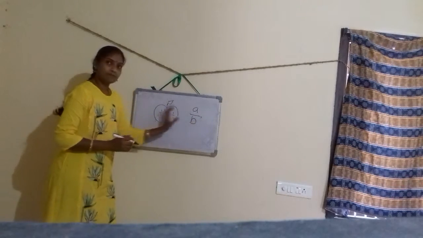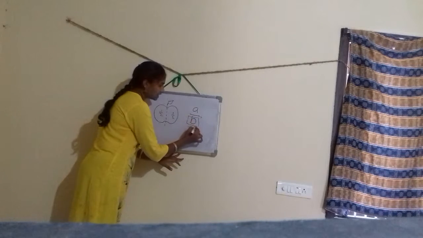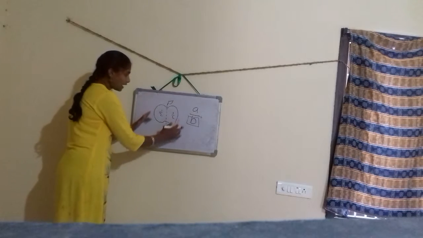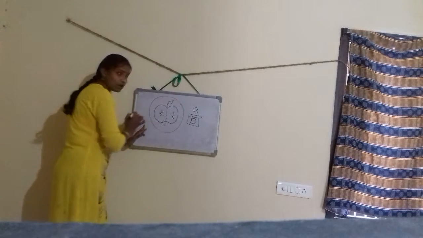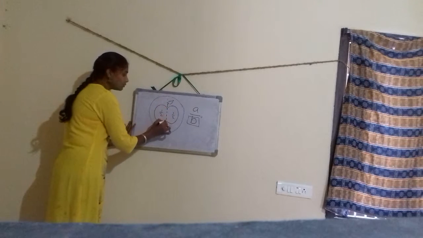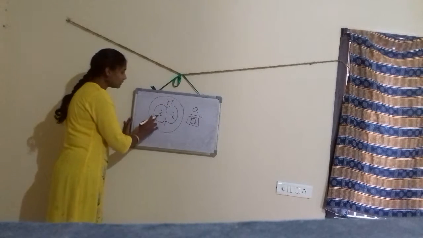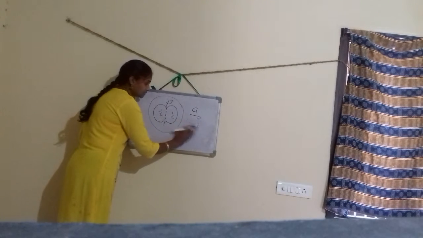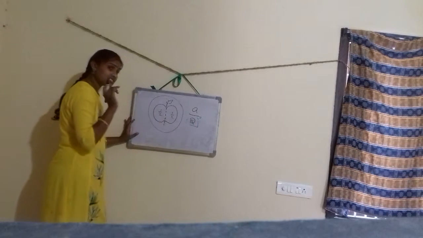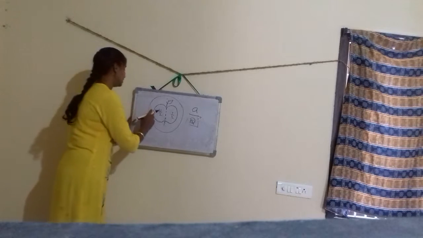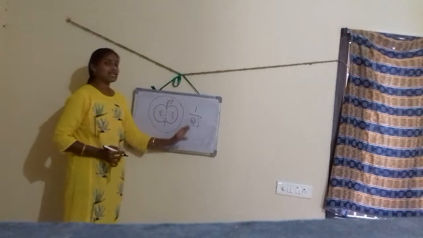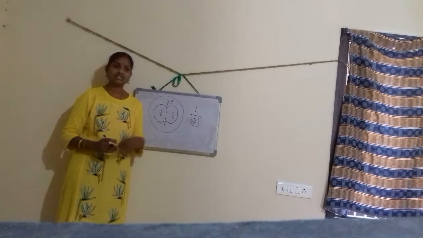The whole thing, the whole apple, we divide into two parts. How many parts are there in total? The total parts we need to write as the denominator. Total parts is two. How many parts did the child eat? Only one part the child ate. So one is the numerator. Okay, so this is a fraction, the introduction of fractions.